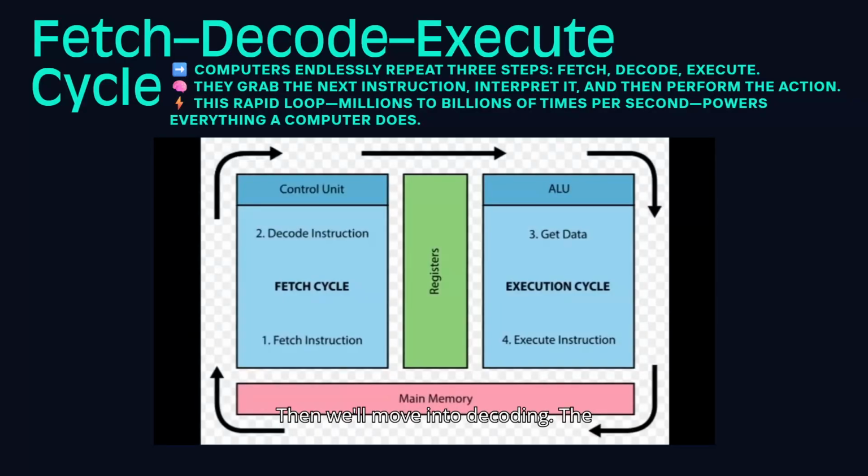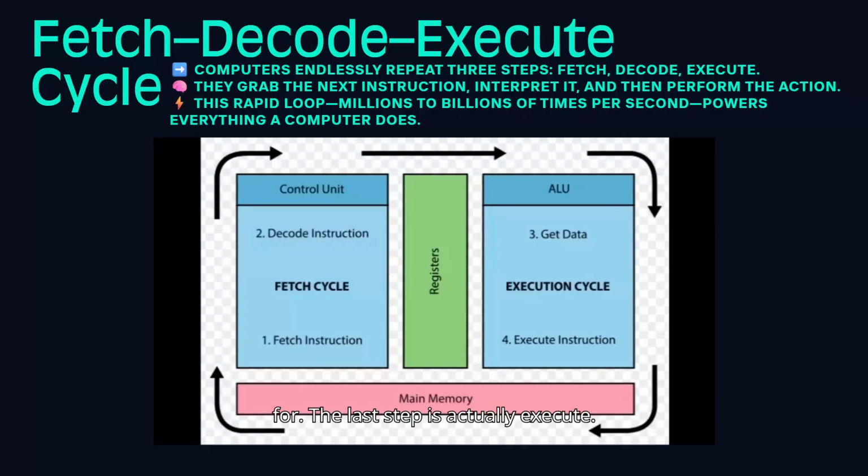Then we'll move into decoding. The computer processing unit looks at that instruction and tries to understand it. To the computer, instructions are just numbers, like 0 1 0 1 0 1. It needs to translate that into, oh, this means add two numbers, or move this data, or jump to a different part of the program. It's basically the computer reading the recipe and figuring out what it's asking for.